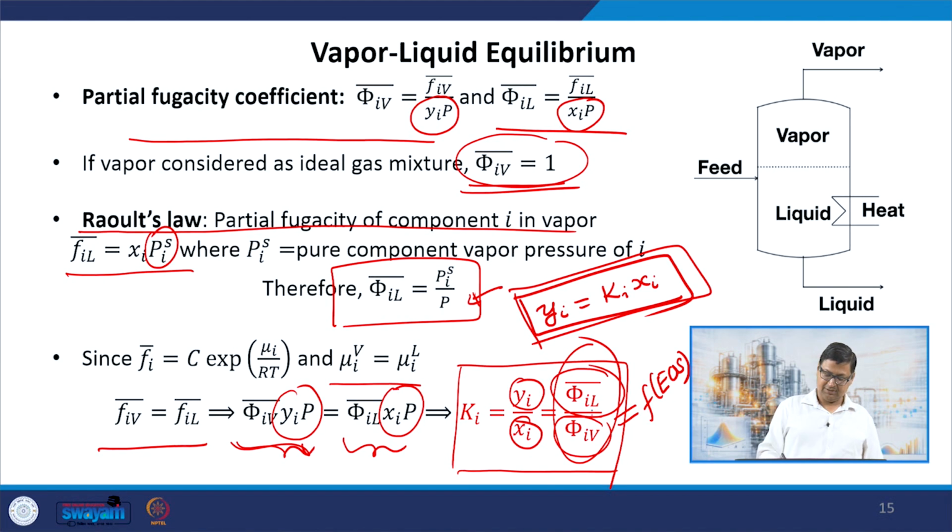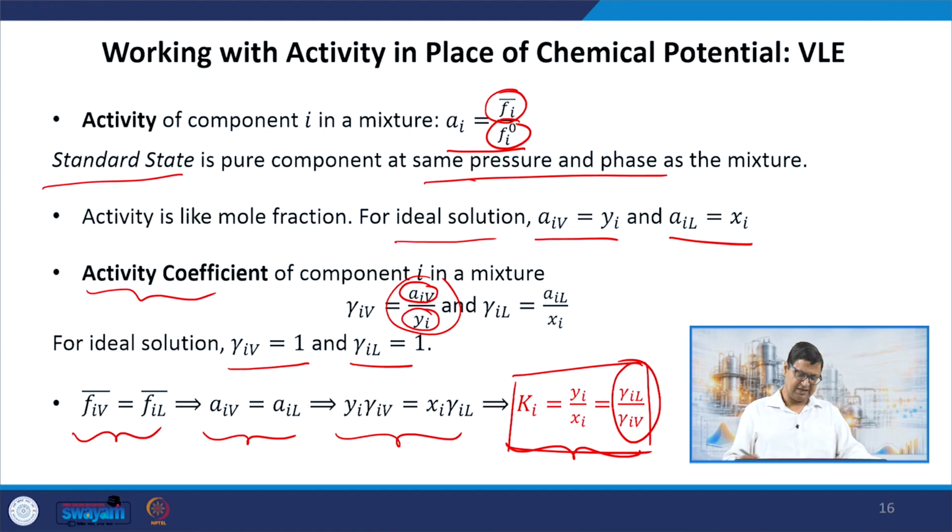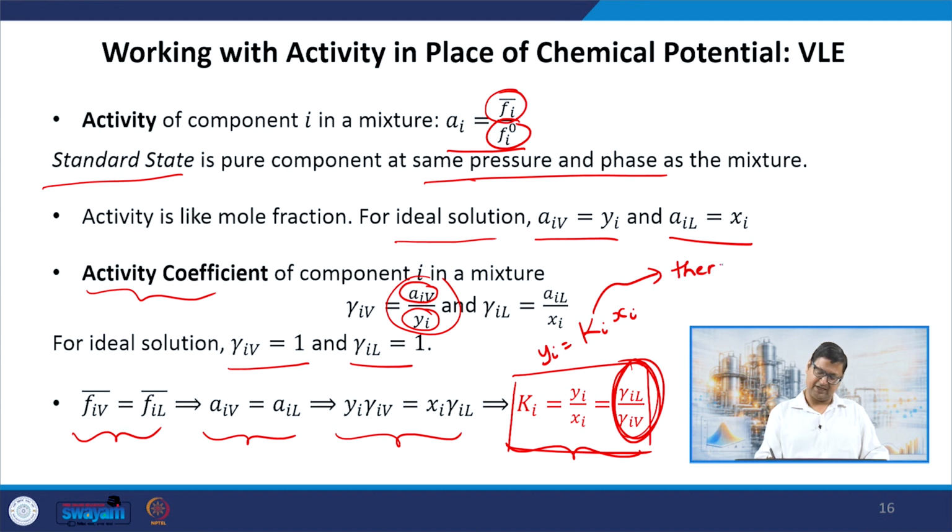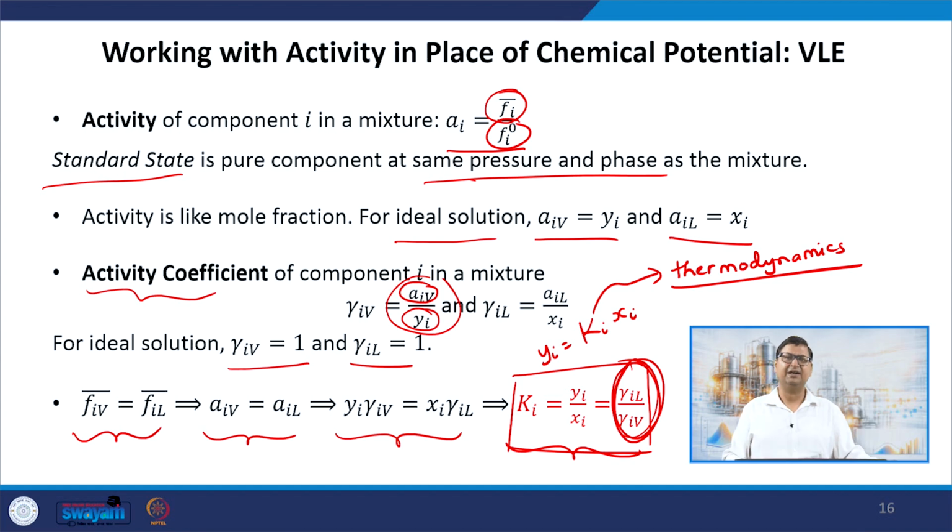So many times in literature, for gases, the thermodynamic relations are given in terms of the partial fugacity coefficients, and therefore this language becomes convenient for the case of gases or vapors. And for the case of liquid, the same is typically expressed in terms of the activity coefficient. So therefore this becomes important. But the key idea is that this Ki is essentially coming from thermodynamics, and it comes from the same condition of phase equilibrium that we have discussed, but written in a somewhat complicated manner.